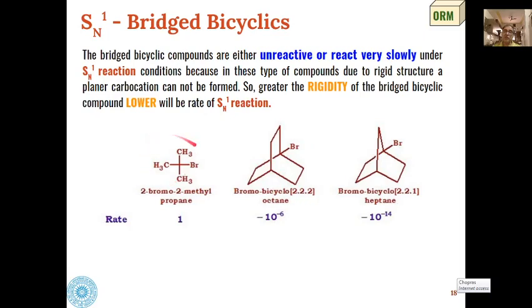For example, if we are having this tertiary butyl bromide, and the rate of reaction is 1 in this case, then in this bicyclo[2.2.2]octane derivative of the bromo compound, the rate of reaction is 10 to the power minus 6. Whereas in this case, bicyclo[2.2.1]heptane, the rate of reaction is 10 to the power minus 14. So almost these substrates are unreactive towards SN1 type of reactions.